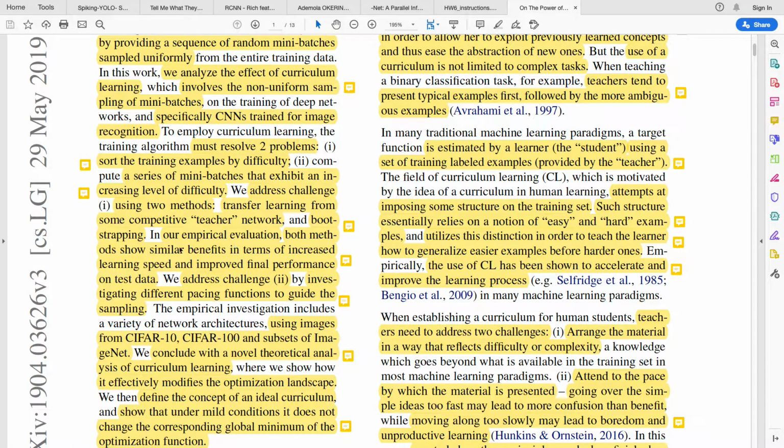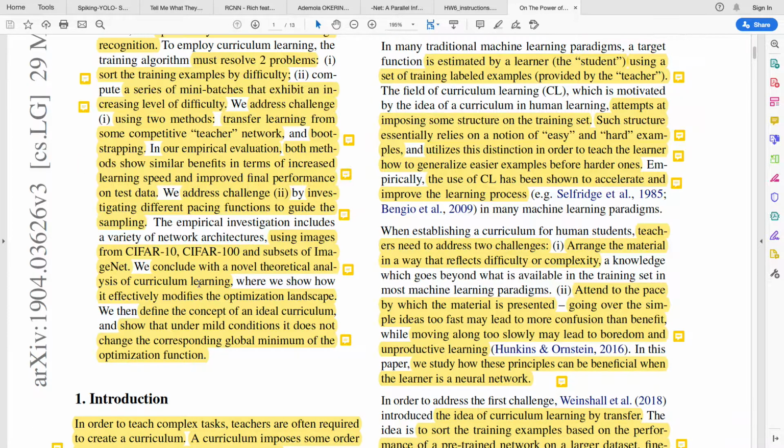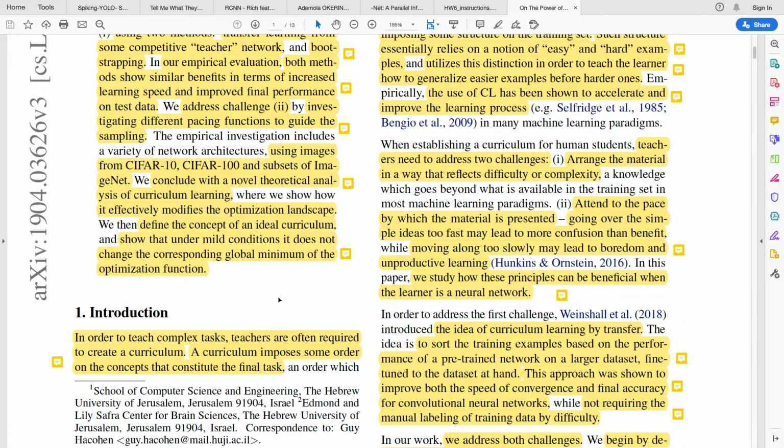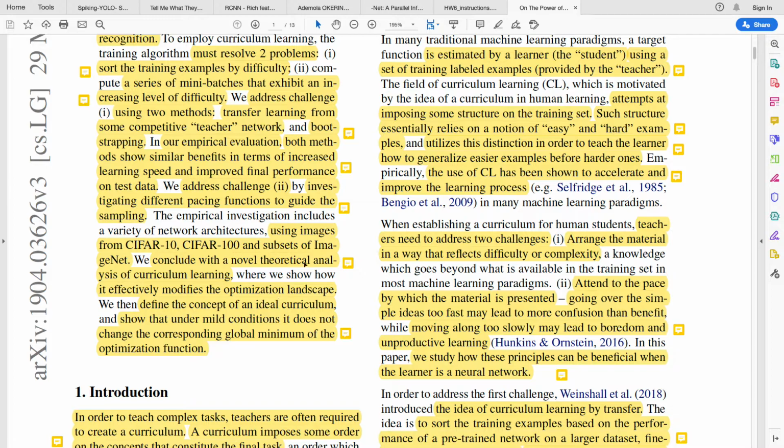In the evaluation, both methods show similar benefit in terms of increased learning speed and improved final performance on the test data. And so that's essentially it, and they use some data set there.